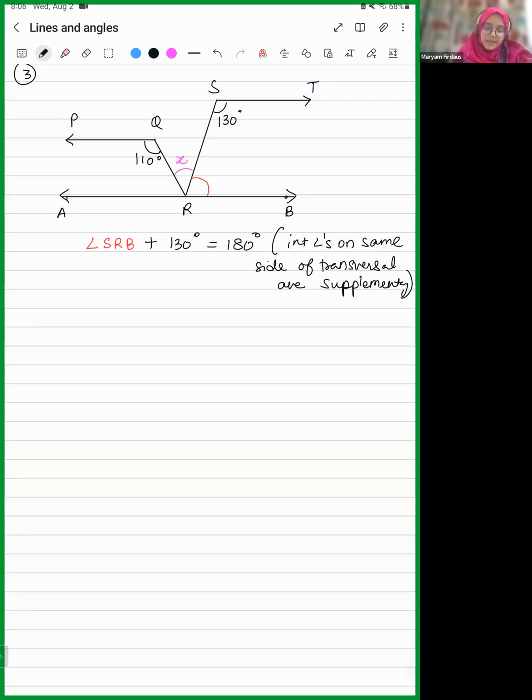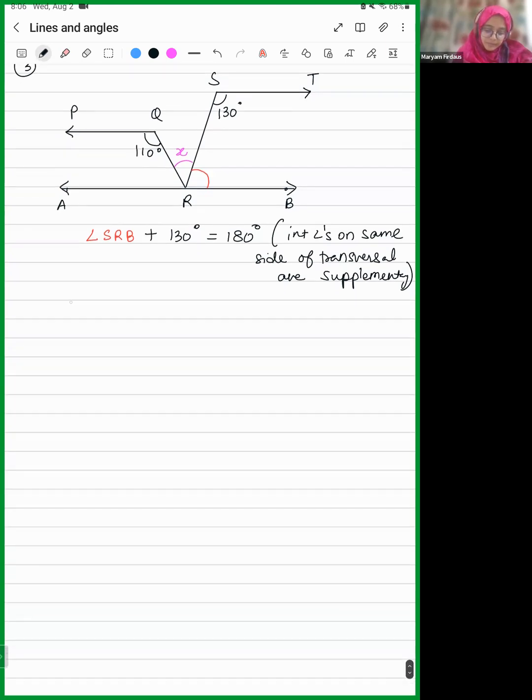Okay, so angle SRB plus 130 degrees equals 180 degrees. Fine. So can we find angle SRB from here? Angle SRB equals 180 minus 130, which is 50 degrees. So we have found angle SRB, which is equal to 50 degrees. Fine. Now let's look at what I was saying earlier. These two parallel lines. See, the line PQ is parallel to the line AB, right?